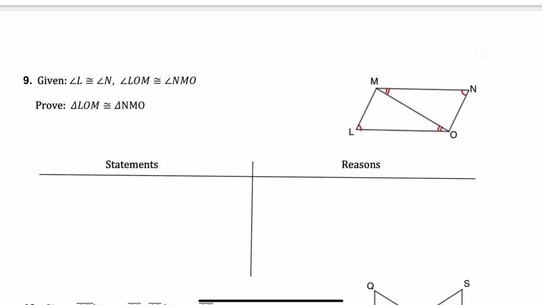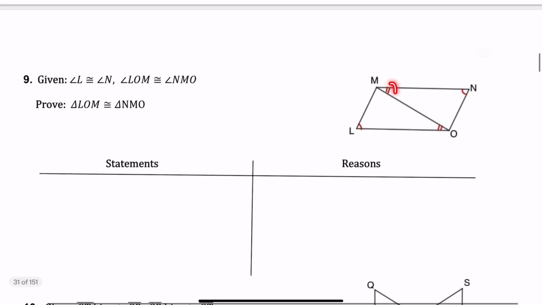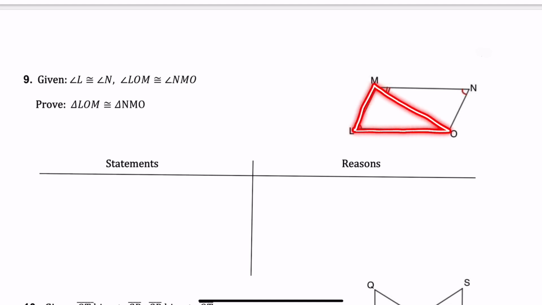Number 9, we're going to just look at this figure and figure out which congruence postulate or theorem we're going to use. We have an angle here that's the same and an angle here that's the same. Remember, we need three things to show that they are congruent. Now in this triangle, I have two angles here that are congruent to two angles in the other triangle.